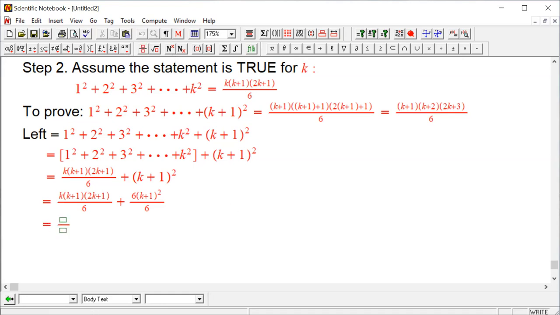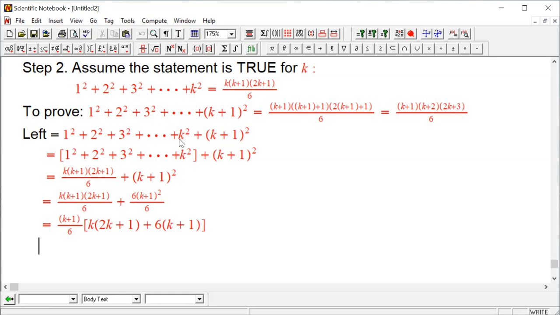So what can be factored out? We can factor out the 6 in the denominator. What else can be factored out? k plus 1, right? There's a k plus 1 here, and there's a k plus 1. There are 2 k plus 1 here. So we're going to take one k plus 1 outside. Now in the bracket, 6 is out, k plus 1 is out. So we just have k times 2k plus 1. And the other one is 6 times k plus 1.